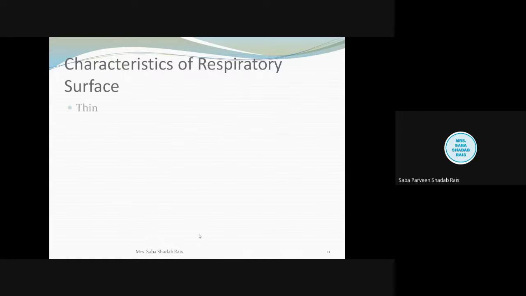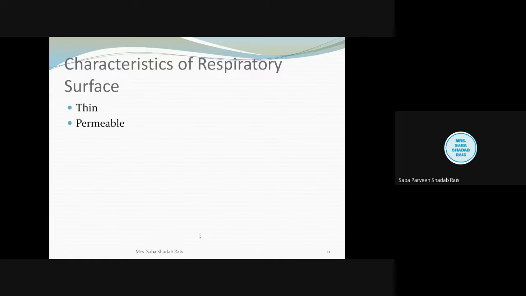The first and the most important thing is that it must be thin. Any guess why it should be thin? If it is thin, then only diffusion can be very easy, right? If it is thin, it would be permeable to gases like oxygen and carbon dioxide, right? Because these are the respiratory aids where gaseous exchange will occur. This will be the main respiratory organ.